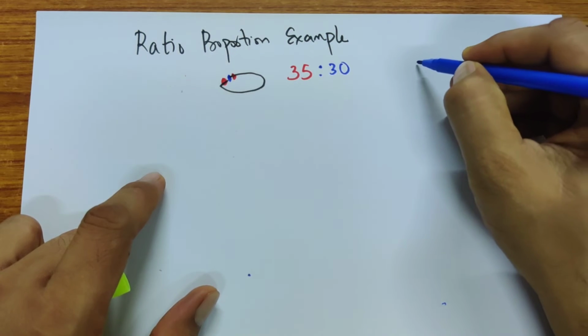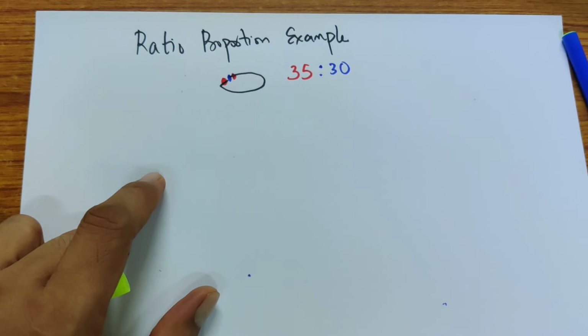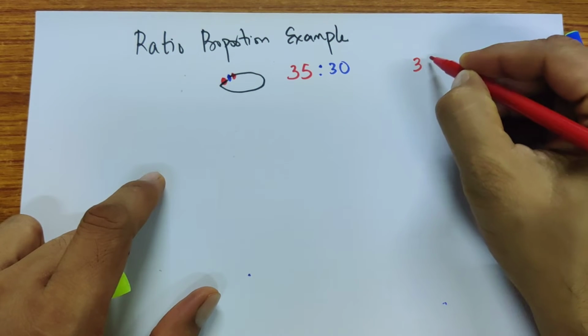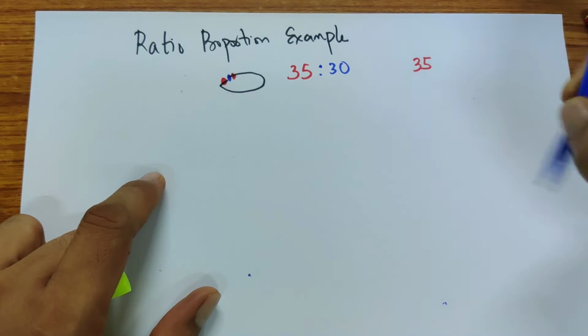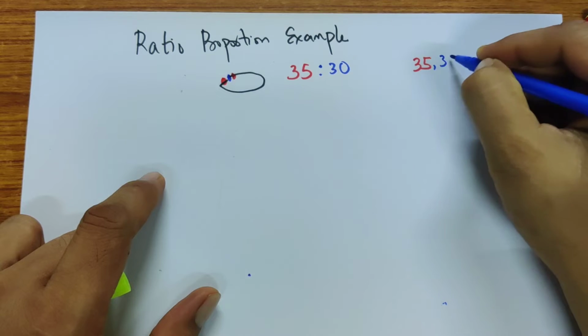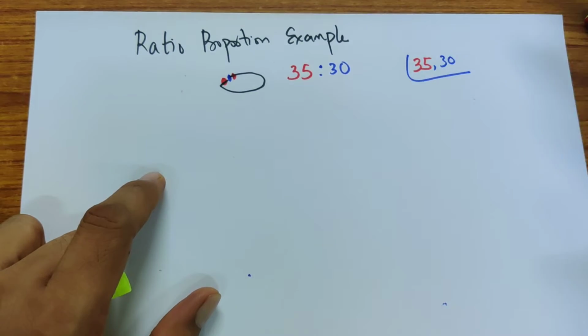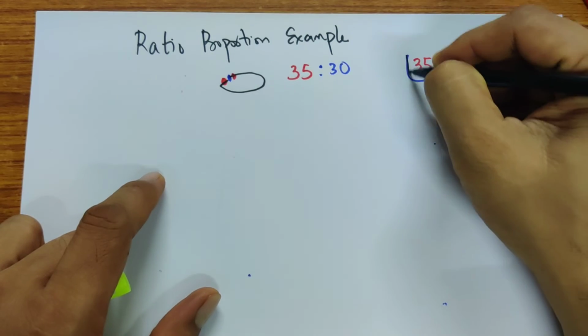So the first step is to really find the base ratio, right? So I say, okay, it's an obvious question, but anyway, 30, and I take the common factor.